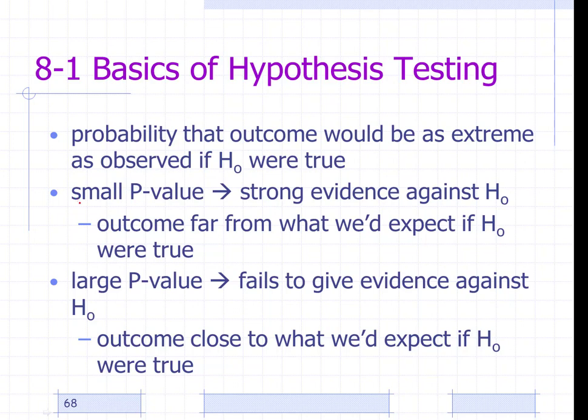If we have a small p-value, that is strong evidence against our null hypothesis. So that is far away from what we'd expect if our null hypothesis is true. It wouldn't happen very often. Now, a large p-value says it's going to happen quite often if our null hypothesis is true, and that fails to give us evidence against the null hypothesis, so we can't throw it out.